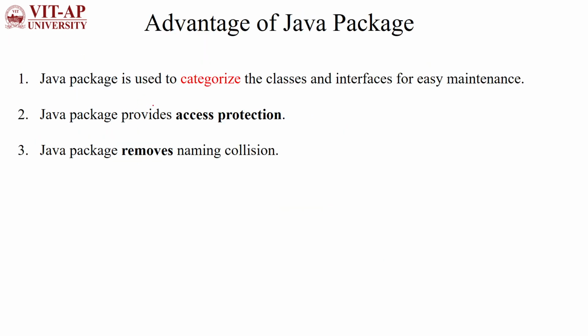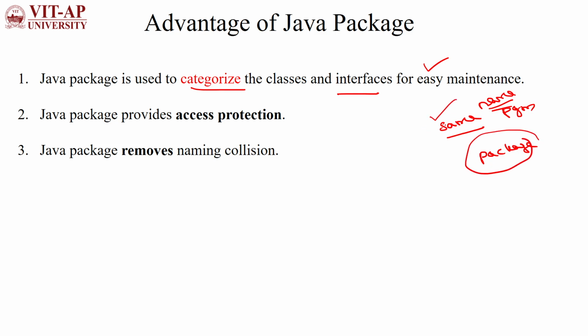So the advantage here is you can categorize the classes and interfaces for easy maintenance. That means if you are developing software and want to give the same name to program files, you have to create different folders, different packages. A folder is called a package here, so you can easily maintain files with the same name. And you can also give protection by using access specifiers. By giving different packages for files which have the same name, you can avoid naming collision.